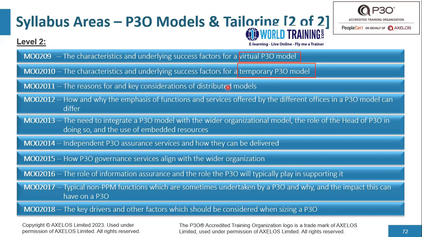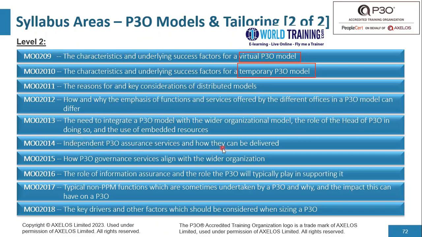a distributed model? How and why the emphasis of functions and services offered by the different offices in a P3O model can differ. We would look into the need to integrate a P3O model with the wider organization model, the role of the head of P3O in doing so, and the use of embedded resources. It's important to look at P3O not only as an isolated support structure, but it needs to be well integrated into the wider organization. And we would examine the independent P3O assurance services and how they can be delivered.